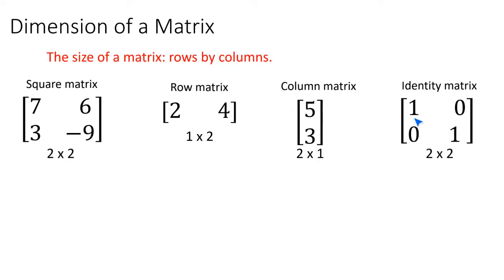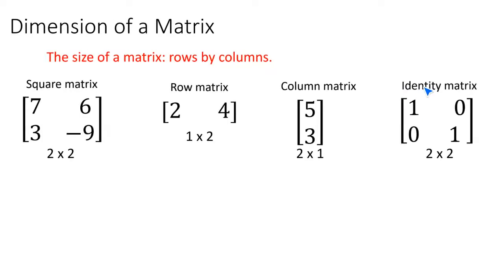And then the identity matrix, which is also a square matrix. The difference here is that this identity matrix is made up of all ones in this diagonal, and everywhere else you're going to see zeros. But the order is still 2 by 2.